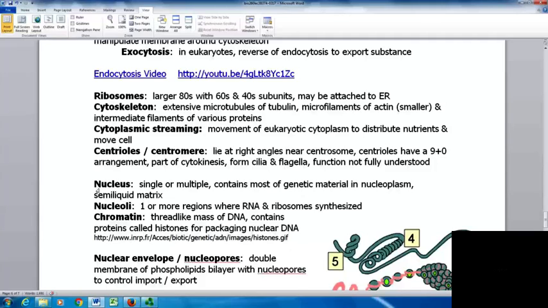Your centrioles, or centromere, lie at right angles near the centrosome. The centrioles have a 9+0 arrangement. They're part of cytokinesis. They help to form cilia and flagella. Their function is not fully understood at this point.